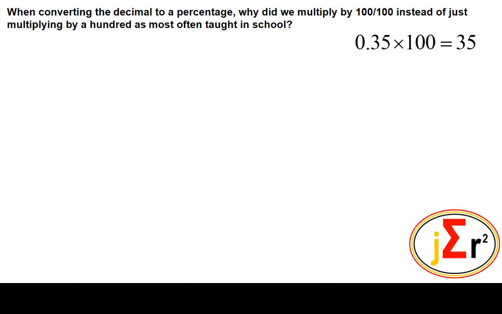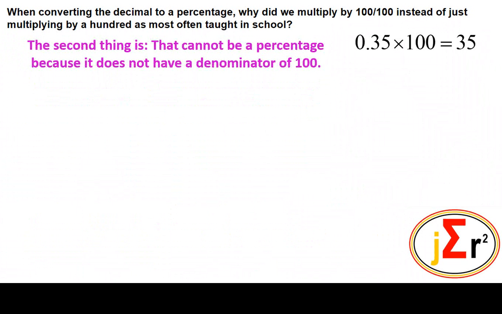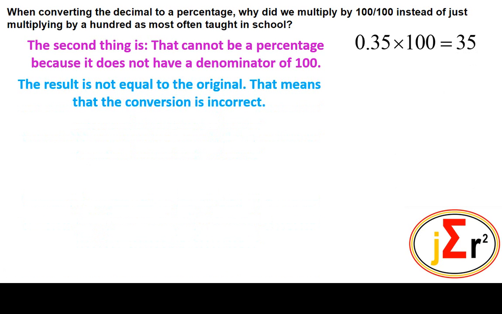We are going to take a look at the second reason. The second thing is that it cannot be a percentage because it does not have a denominator of 100. When we just multiply by 100 over 1, which is multiplying by 100, this result is not a percentage. For it to be a percentage, it has to be a fraction whose denominator is 100. The result is not equal to the original, that means that the conversion is not correct. 35 is not equal to 0.35.